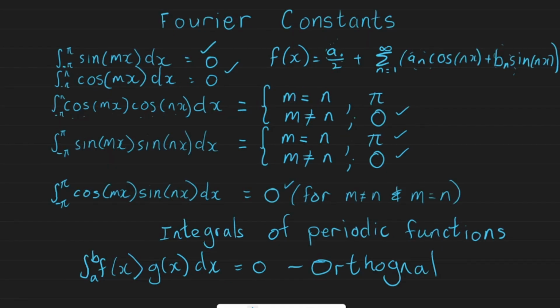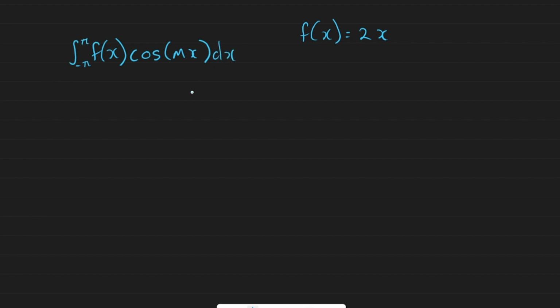So as I've stated earlier, we're going to use the results of these integrals to find the Fourier constants, and we're going to start with an. So how we're going to do that is we're going to take cos mx, we're going to multiply it by f of x, okay? So f of x is the function that we're going to find the Fourier series for. It could be any function. So for example, f of x is equal to 2x. And we're going to integrate that across our period minus pi to pi. And of course, our integral is with respect to dx.